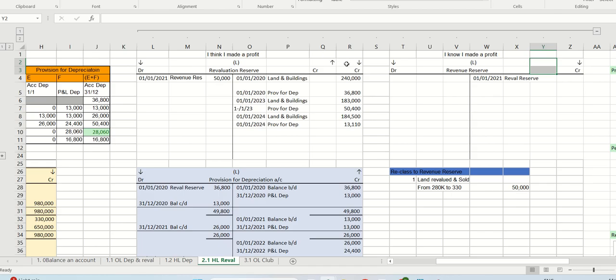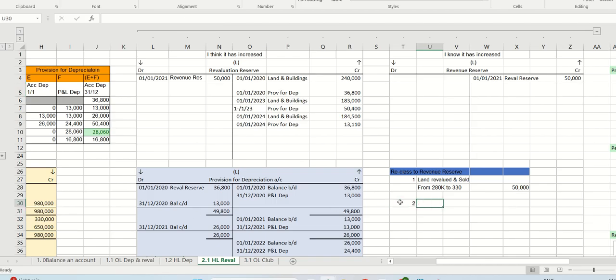Sorry, now I just need to fix my arrows, they are not correct here. They're liability accounts, both of them, so we credit them to increase them. So we're making this one bigger by 50,000 for the sale of the land. I know I made profit is the wrong word, so let's change that. I know it has increased because I have the money. I've sold it. That's the reval of the land, dead straightforward.